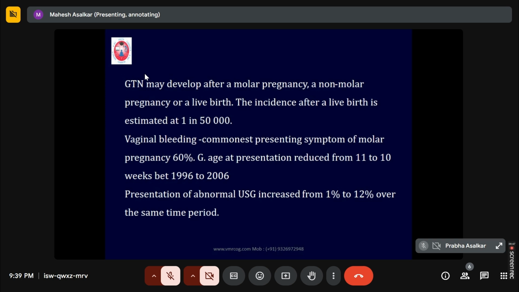Okay, vaginal bleeding is the commonest presenting symptom of molar pregnancy, in 60% of cases. Gestational age at presentation reduced from 11 to 10 weeks between 1996 and 2006. So initially the presentation was late, and it has come towards lesser gestational age. Around 10 weeks the patients are presenting, and this is mainly because of ultrasound diagnosis. Presentation with abnormal USG increased from 1% to 12% over the same period of time, because of the diagnostic facilities.